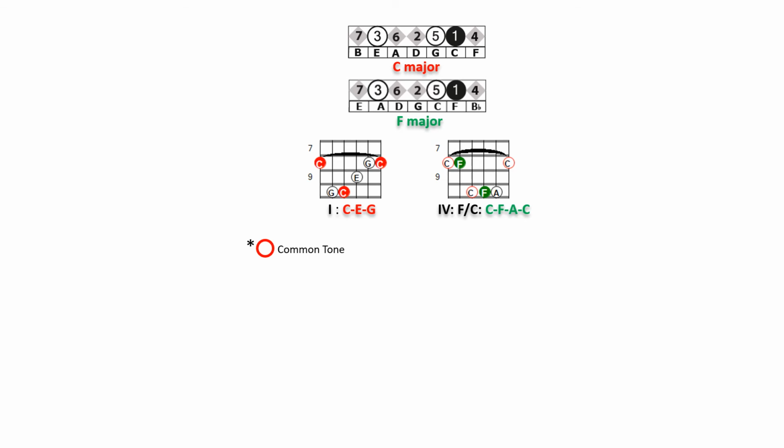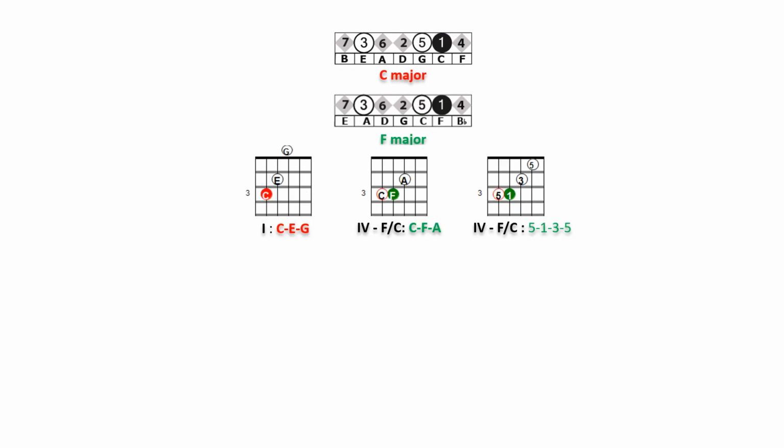Now, let's look at the movement from the 1 chord, or C major, to the 4 chord, or F major. When the root movement is up a fourth, the intervals move up in fifths. C is a common tone because it is the root in the 1 chord and the fifth in the 4 chord. With C as the lowest note, we can now easily transition from a C major triad in root position, C, E, G, to an F major triad in second inversion, C, F, A.